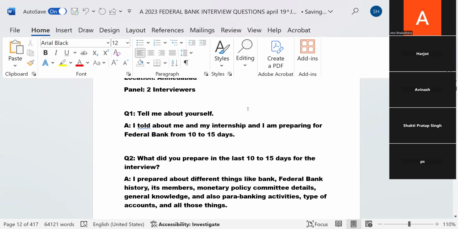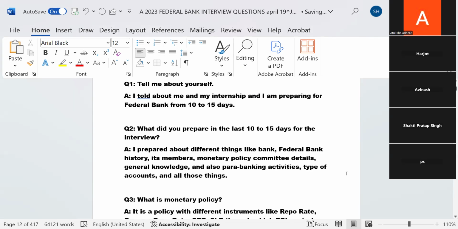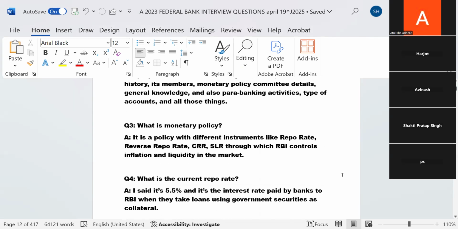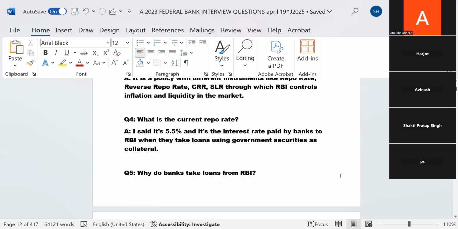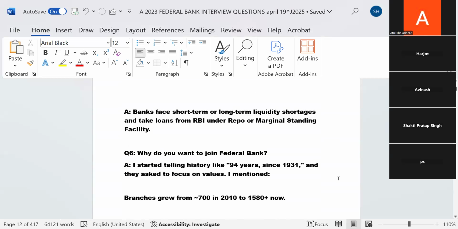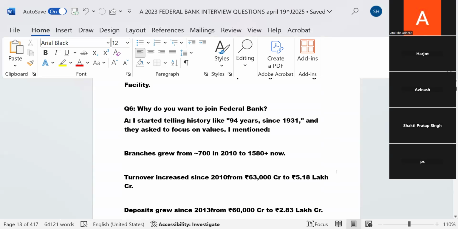Atul, continue reading the questions only. Sure, sir. First, tell me about yourself. Second, what did you prepare in the last 10 to 15 days for the interview? Question 3, what is monetary policy? Fourth, what is the current repo rate? Fifth, why do banks take loans from RBI? Six, why do you want to join PNB?